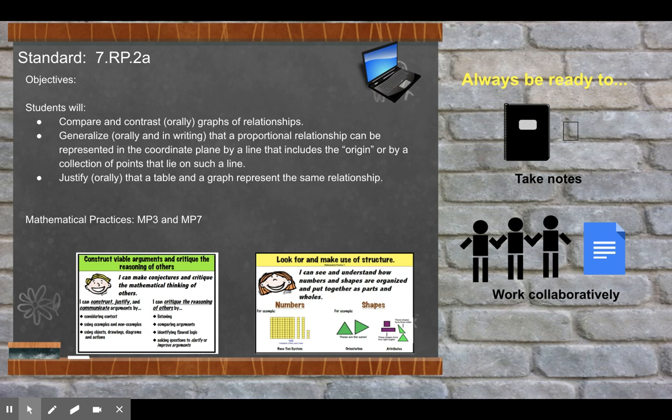Our mathematical practices are MP3, which is construct viable arguments and critique the reasoning of others, and MP7, which means look for and make use of structure. We're going to pause the video here so that you guys can copy down your objectives and your standards. Remember, we want to make sure that we're ready to take notes and work collaboratively. So once again, let's pause the video here so that you guys can copy this down.